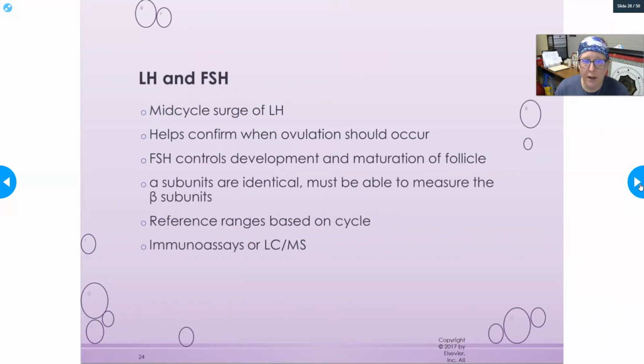LH and FSH. There is a mid-cycle surge of LH which causes ovulation. Catching that can help confirm when ovulation should occur. FSH controls the development and maturation of the follicles and will be higher in the front end of the cycle, in the follicular phase. For these two hormones, their alpha subunits are identical, so you have to be able to measure the beta subunits to tell LH and FSH apart. The reference ranges are based on which day of the cycle the female is in, and these are done by immunoassay or liquid chromatography mass spectrometry.